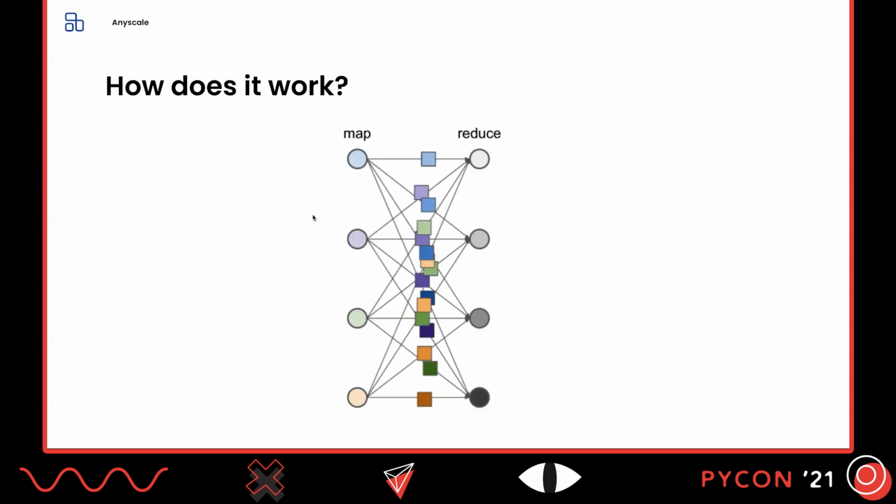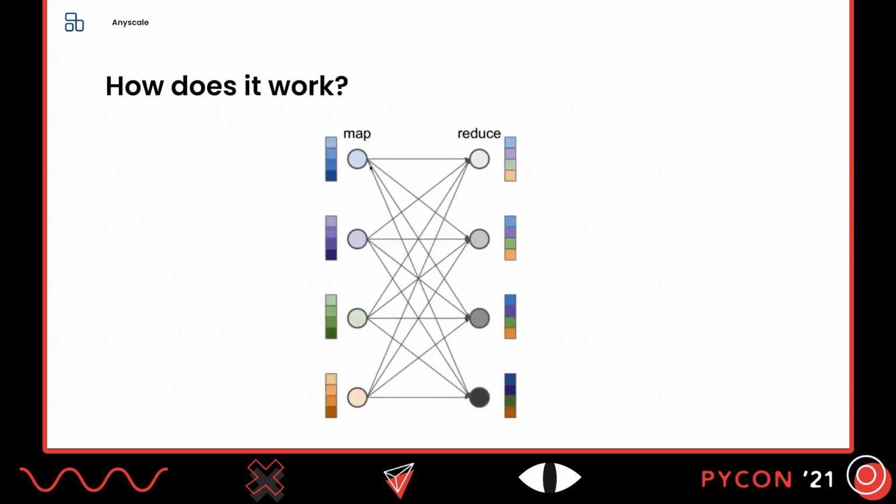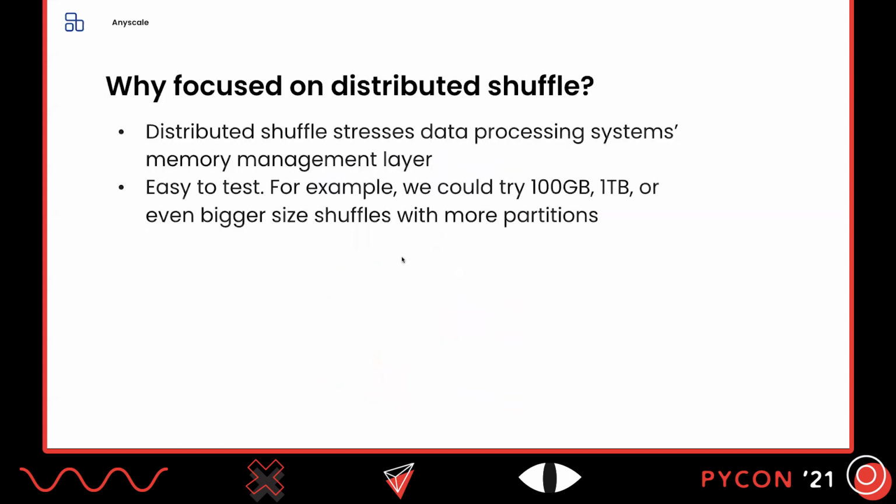And usually the size of data is way larger than the memory capacity of your cluster, meaning you have to support out-of-core data processing to support distributed shuffle robustly. It's also very easy to test because we can easily scale it up. For example, we can try from like 1 GB, 10 GB with a smaller number of partitions. By the way, in this case, there are 4 partitions. And you can easily scale up to like 1 TB, 10 TB, 100 TB with thousands of partitions later to actually stress your system to the end.